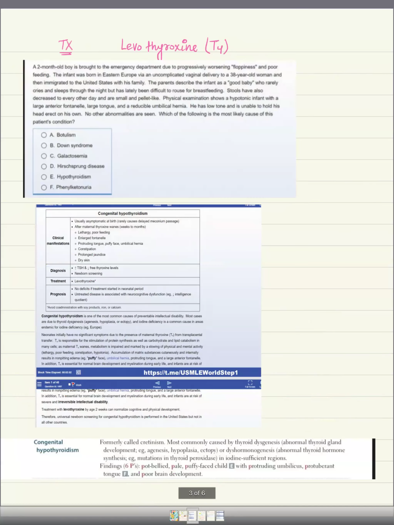And what about the treatment? Simply, the thing which the baby doesn't have, give it from outside. Like the baby is suffering from hypothyroidism, give him levothyroxine. So just remember this, and please avoid giving levothyroxine with soy products, iron and calcium. And these are the MCQs which I got when I went for USMLE Step 1.